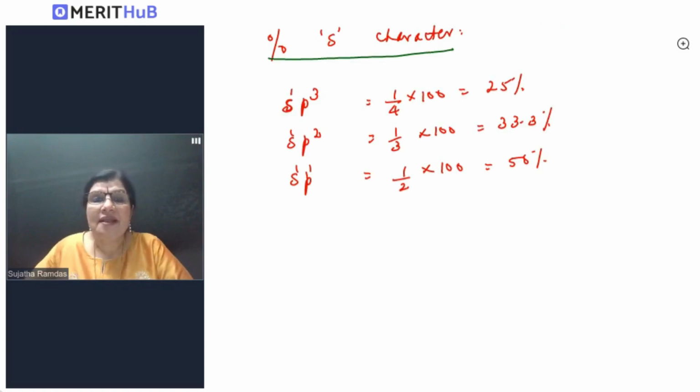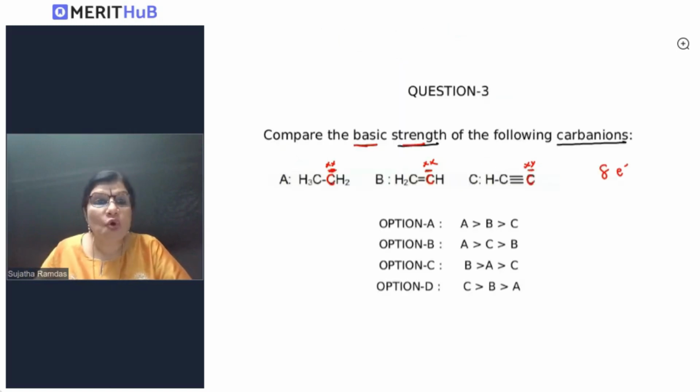If you look at the 3 states of hybridization, sp has the highest percentage S character, right? As a result, this carbon atom, which is sp hybridized, will have the highest electronegativity and will attract the lone pair of electrons most towards it. So it will tightly hold the lone pair of electrons, and that lone pair is not readily available to accept a proton.